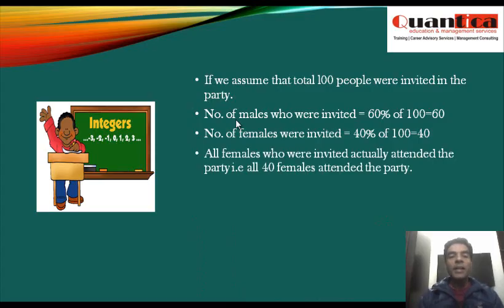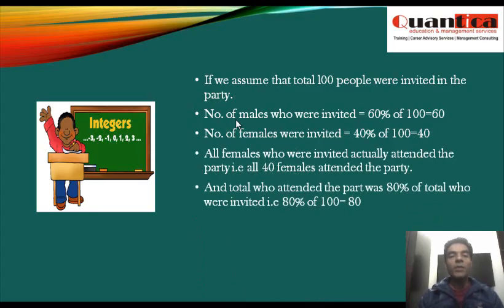Now if 40 females have attended the party out of 80, then the remaining 40 who attended the party are nothing but males. So the total number of males who attended the party is also 40, and females who attended the party is also 40. So the ratio of male to female who attended the party will come out to be equal to 1:1.